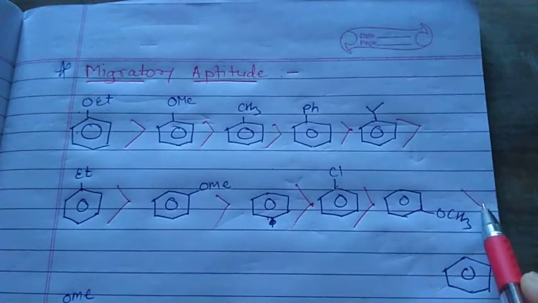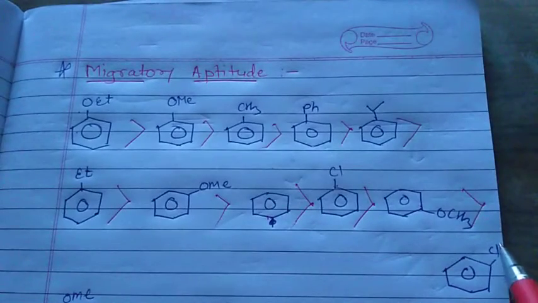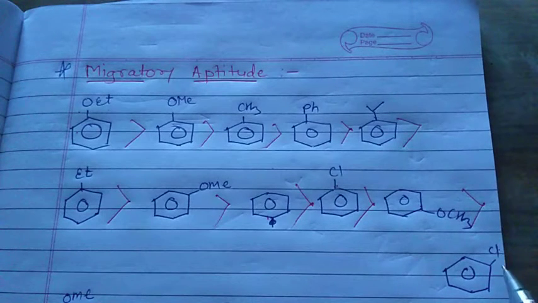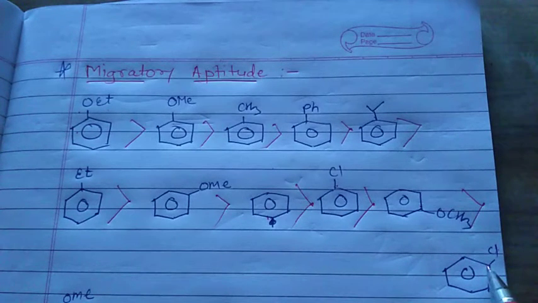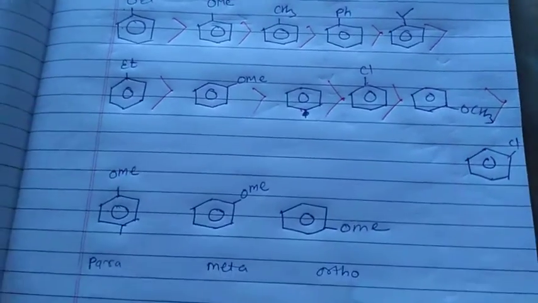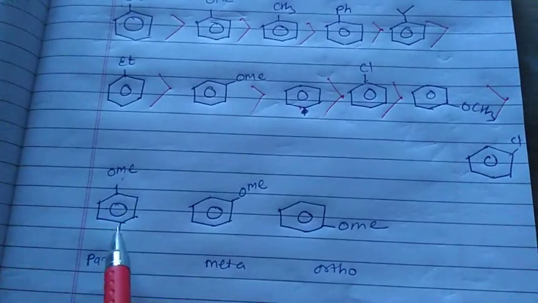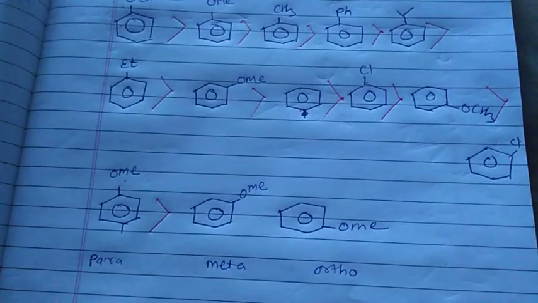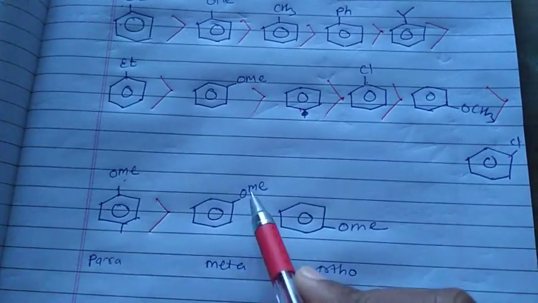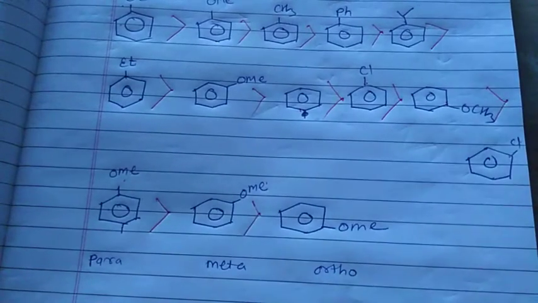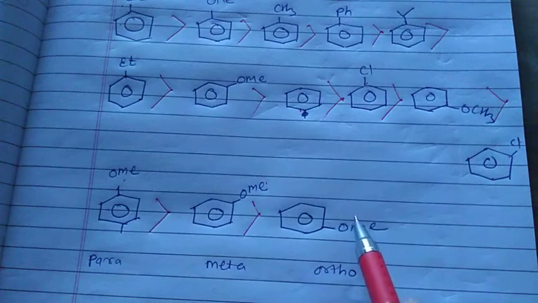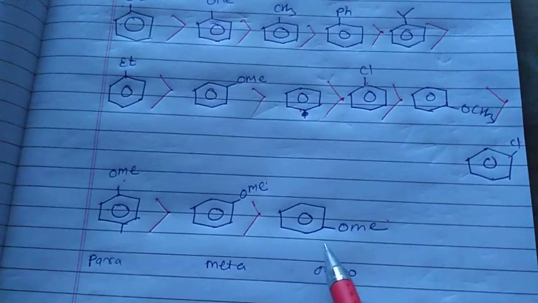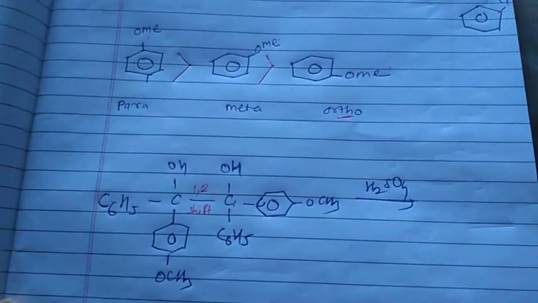and this also has higher aptitude than when the Cl electron withdrawing group is attached at the meta position of the carbon. Whenever an OMe group is attached at the para position, it has the highest migratory aptitude, then at the meta position, and the least migratory aptitude is when the substituent is attached at the ortho position of the carbon. So let's take an example of that.